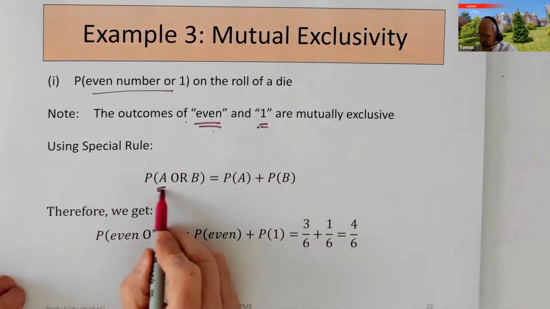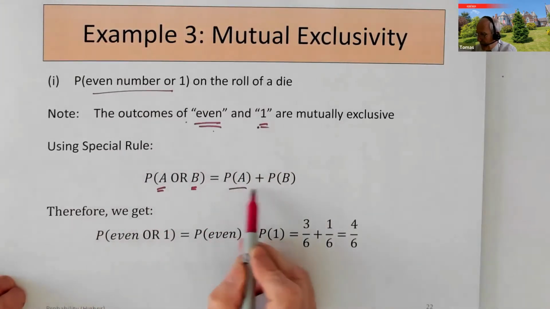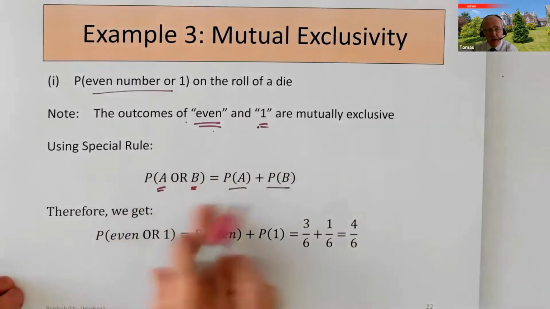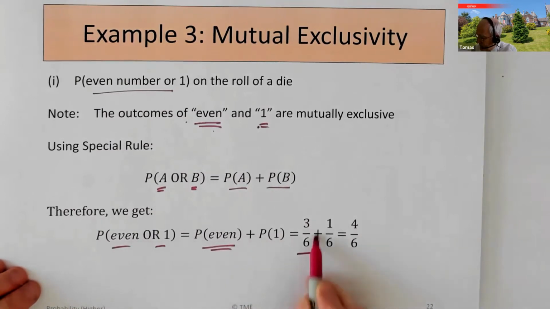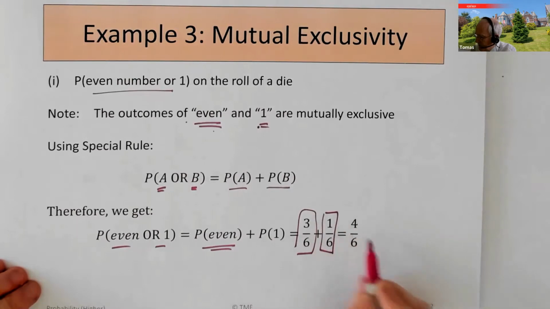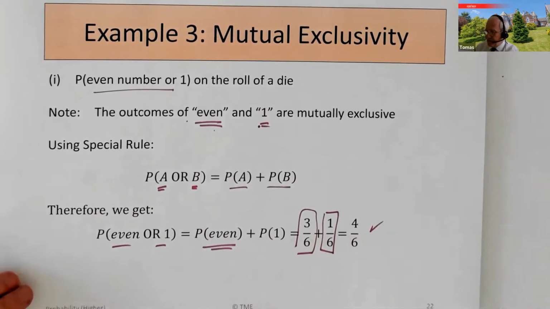We'd say the probability of even or 1 would be P(A) plus P(B). The first rule would apply. You don't have to do the other one. Therefore, P(even or 1) is P(even), which is 3 over 6 because there's 3 of them, plus P(1), which is 1 over 6, and we get 4 over 6. And that's our answer.